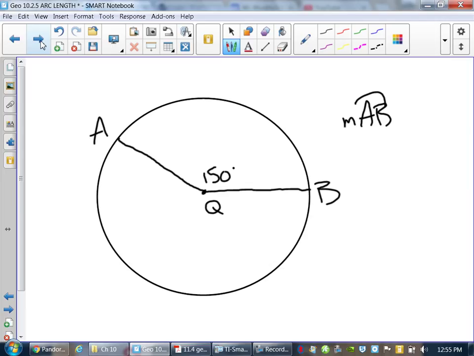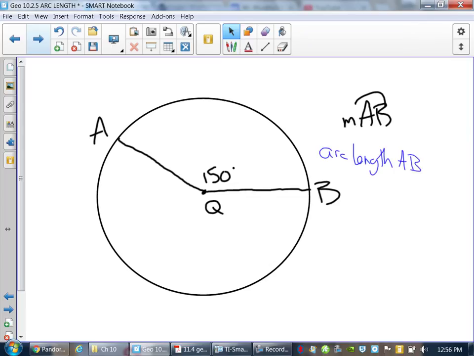Same deal. What's the measure of the arc? And then what is the arc length? So in this oh so awesome example, I have a central angle of 150, which means what's my measure of my arc? 150. Arc measures and central angles are always equal to each other.